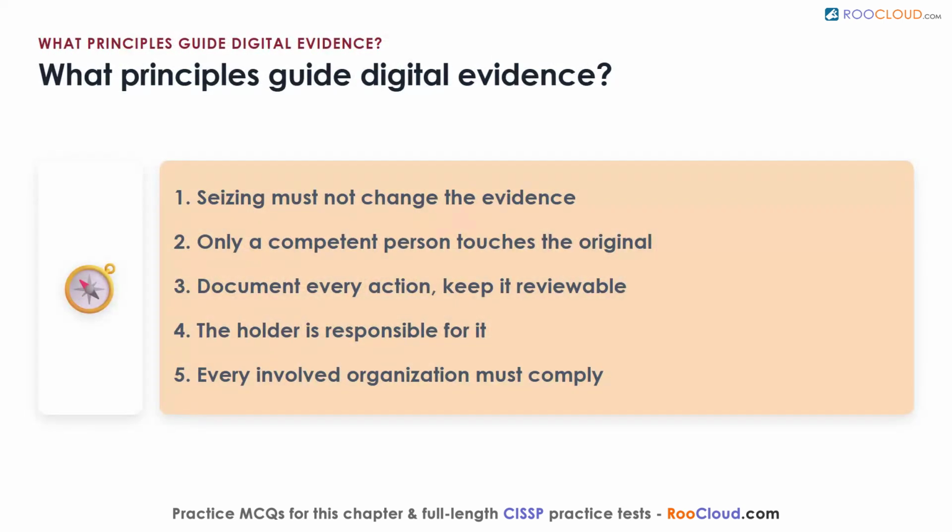What principles guide everyone who handles digital evidence? A respected body laid out 5 that anchor the whole discipline. First, seizing evidence should never change it. Second, only a forensically competent person should touch the original. Third, every action taken with the evidence must be fully documented and available for review. Fourth, whoever holds the evidence is responsible for everything done to it. And fifth, any organisation involved must comply with all of these rules. Think of them as 5 laws of a clean room. Break one, and you contaminate the sample.